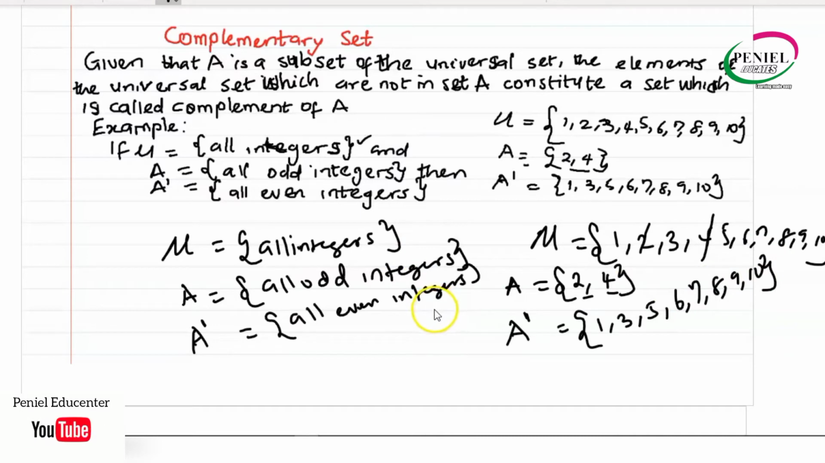So what we are saying is that if A is a subset of a universal set, if a given set is a subset of a universal set, then the elements of the universal set which are not in set A constitute a set which is called a complement.